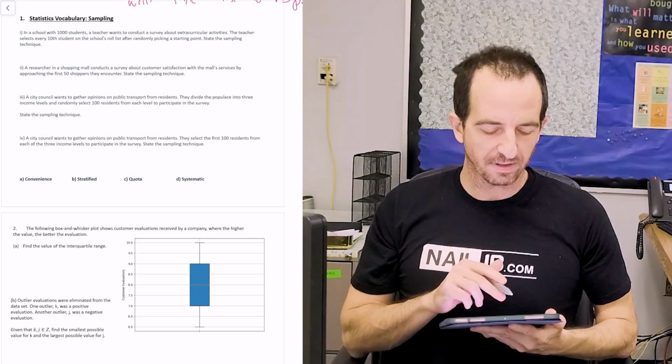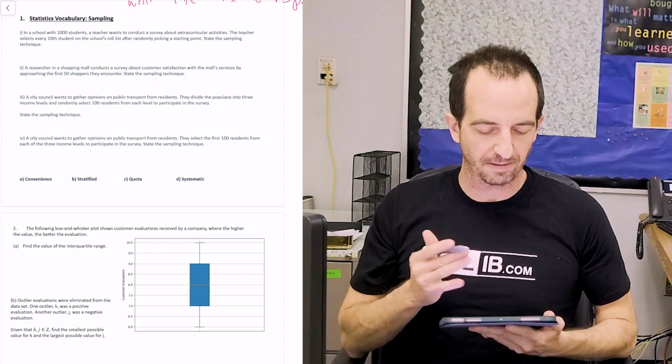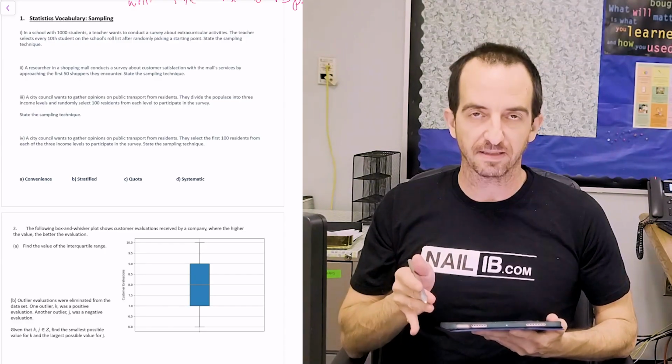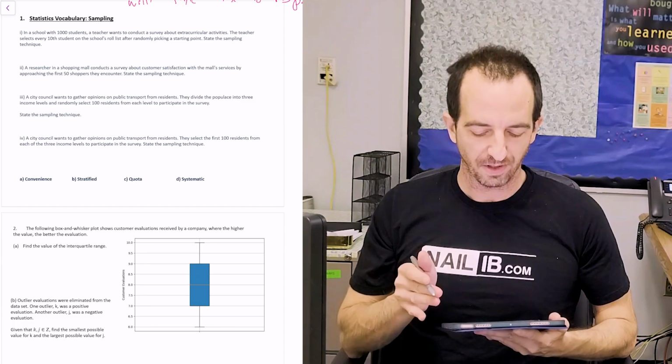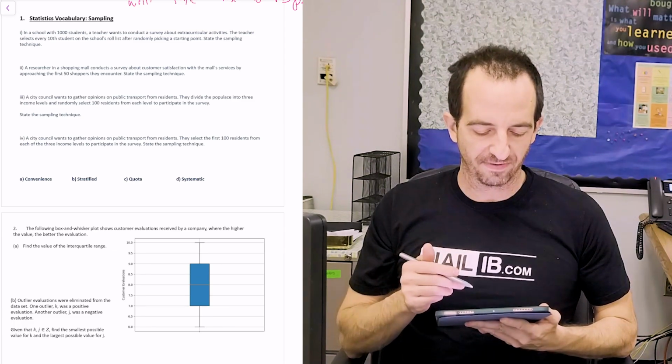So here we have four sampling techniques that they want you to know: how to do a convenience sample versus a stratified sample, quota sampling, or systematic sampling. So I have scenarios for one of each.